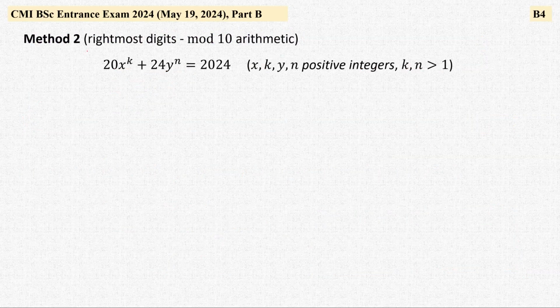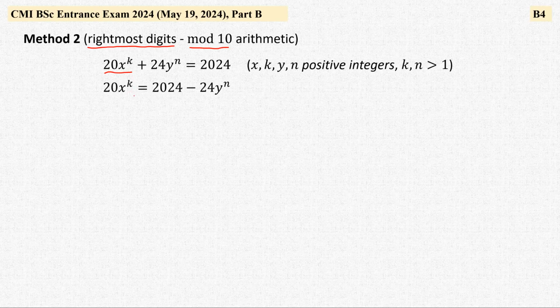And let me show you the second method, which involves considering the possible rightmost digits of a variable, which can be expressed by modulo 10 arithmetic. In our given equation, the term that draws our immediate attention is this 20 times x to the power of k, since it is a multiple of 10.